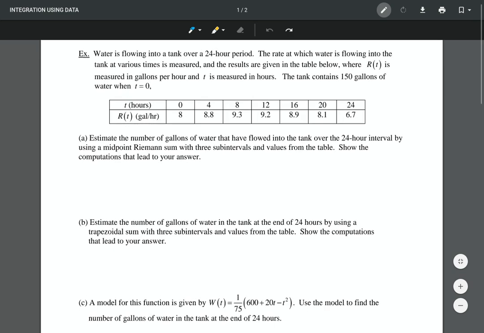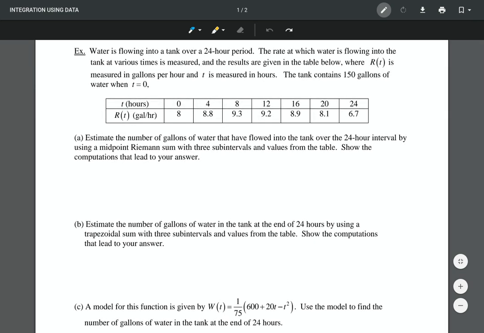It would just start off with the question, which is: the water is flowing into a tank over a 24-hour period. The rate at which the water is flowing, that's a key word there. The rate at which the water is flowing into the tank at various times is measured, and the results are given in the table below, where R of T is measured in gallons per hour. If that didn't give you a clue, the word rate should make you think derivative. And if you didn't get that, just look at the units: gallons per hour. That per hour, per time, normally indicates a derivative. And T is measured in hours.